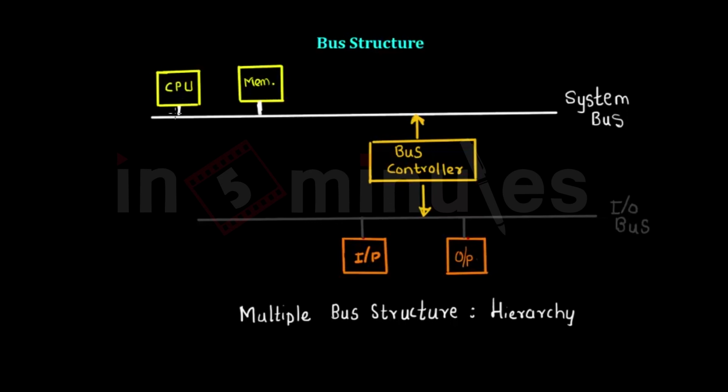So we can see here that all the time the operation between CPU and memory is carried out through the system bus. Whenever input or output devices want to communicate with the CPU, they have to communicate through the bus controller. So this is the structure and functioning of the multiple bus structure. This kind of hierarchy is commonly used in many processors.